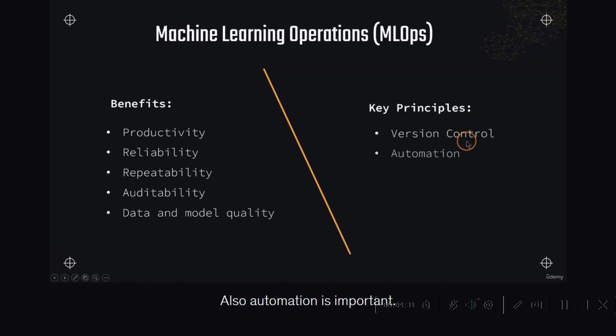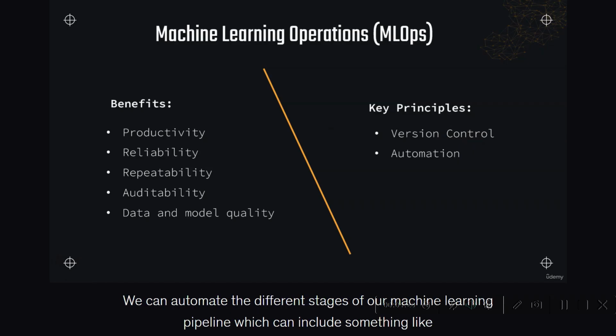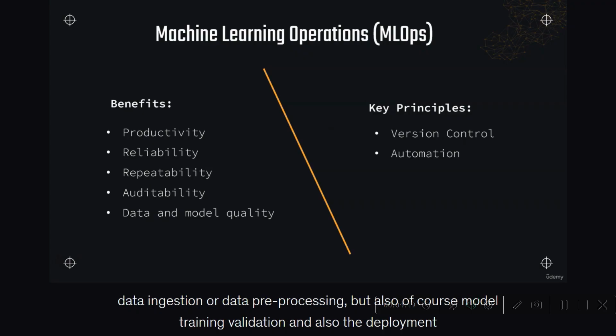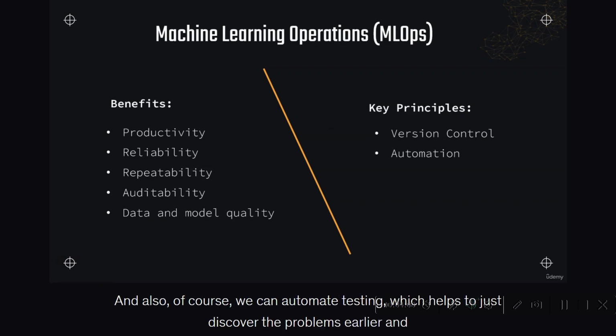Also, automation is important. So for repeatability and consistency, and also of course scalability, we can automate the different stages of our machine learning pipeline, which can include something like data ingestion or data pre-processing, but also of course model training, validation, and also the deployment of our models.